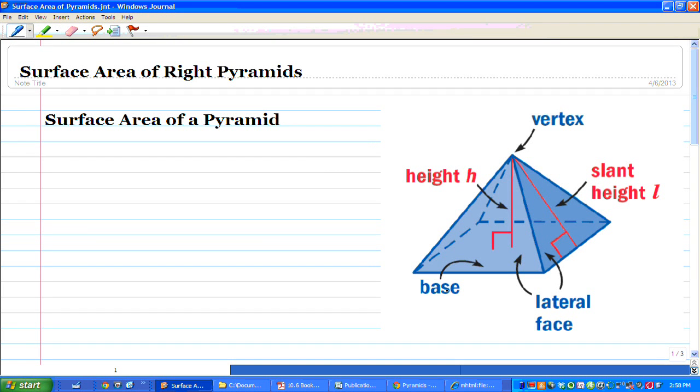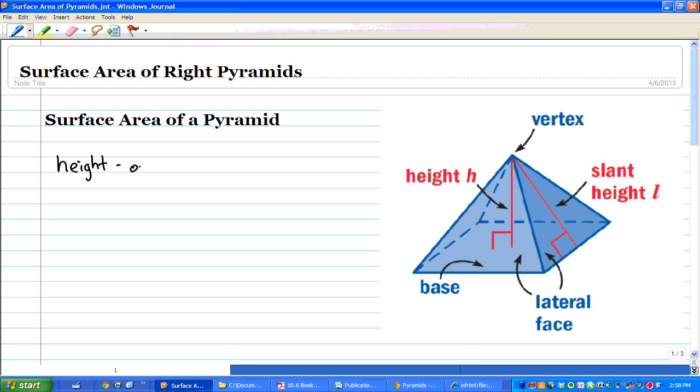Surface area of right pyramids. All right, well, what is a right pyramid? All that means is that the top of the pyramid, or the vertex, also called the apex, is directly above the center of the base. That's what that means.